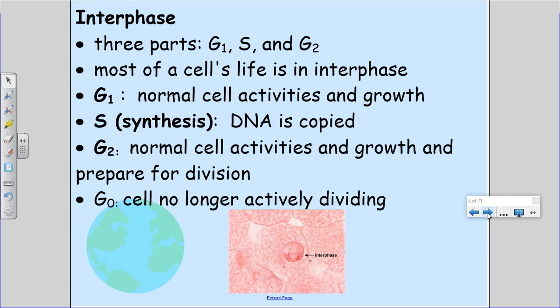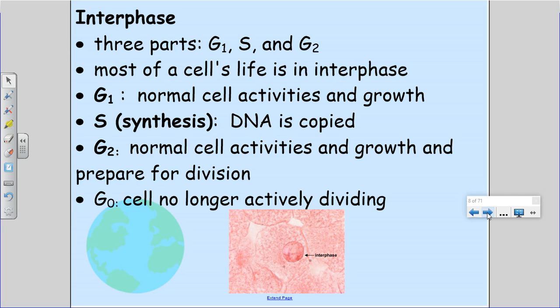Interphase, there are three parts to it. They are referred to as G1, S, and G2. G stands for gap. So it's just the time in between other events. G1, just normal cell activities, and the cell is growing and getting larger. During the S phase, S stands for synthesis, which means to make, DNA is copied. If the DNA is not copied, well, we can't have two new identical cells made. And then G2, we have normal cell activities and growth, as well as preparing for cell division.